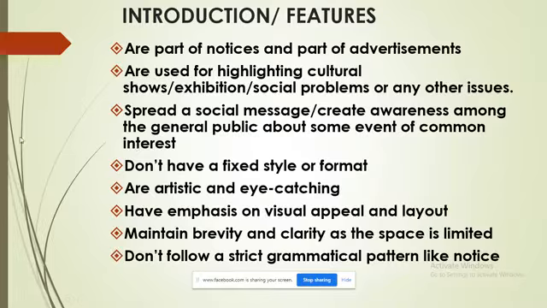You have to remember in the features of a poster that they don't have a fixed style or format. They are always artistic and eye-catching. They emphasize visual appeal and layout. So you have to take care of the visual appeal and the layout of the poster, because posters emphasize visual appeal and layout.